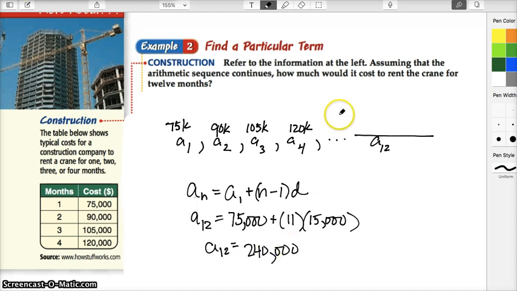So that's what we could expect the rent for the crane to be in 12 months if things continue to proceed in the way they have been. Let's take a look at the next example.